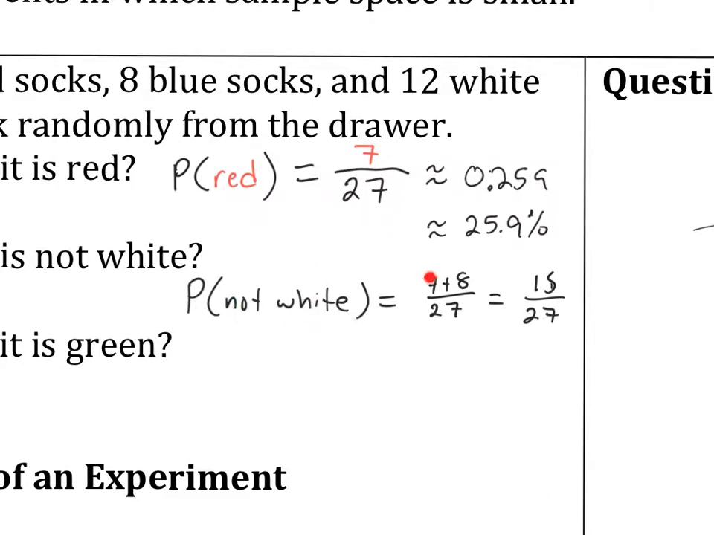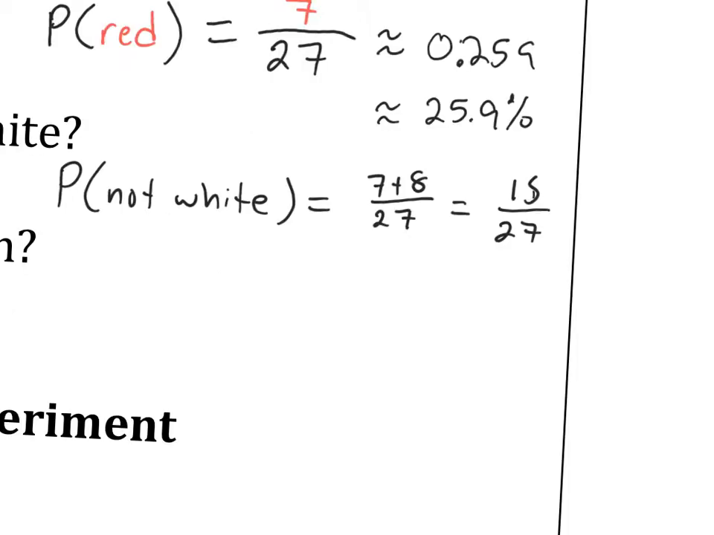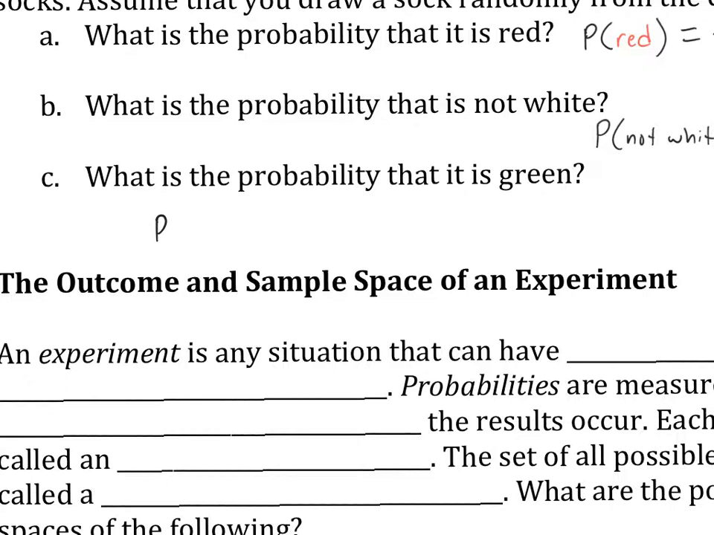So not white would be the other two colors added together. And 15 over 27 clearly is more than 0.5. So in the end here, 0.556, which is also equivalent to approximately 55.6%. Zero probability that it's green. Now, of course, this is also based on the assurance that you know there's no green in there.